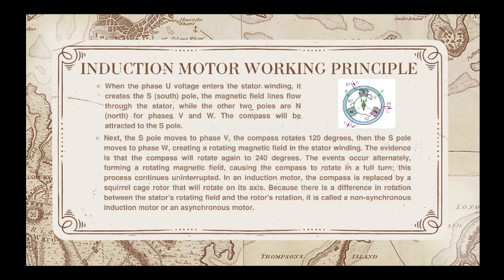The induction motor working principle begins when the phase U voltage enters the stator winding, creating the S south pole. The magnetic field lines flow through the stator, while the other two poles are N, which is north, for phase V and W. The compass will be attracted to the S pole. Next, the S pole moves to phase V.